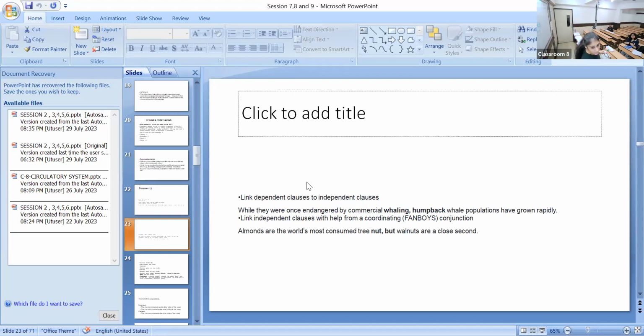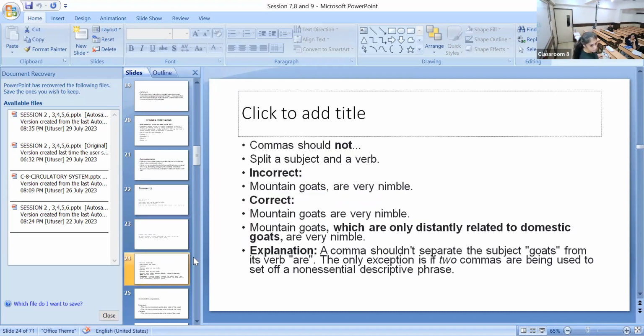So we can see over here, Akshita, almonds, but walnuts are the close second. So we can see how they link the independent clauses with the dependent clauses through a comma. That's another. This is important. Commas where you should not use. When you are not supposed to split a subject and a verb. Not many times we do that. Okay, this is wrong.